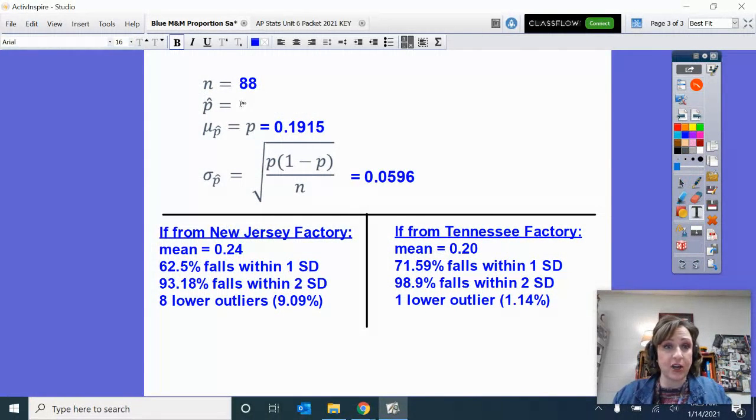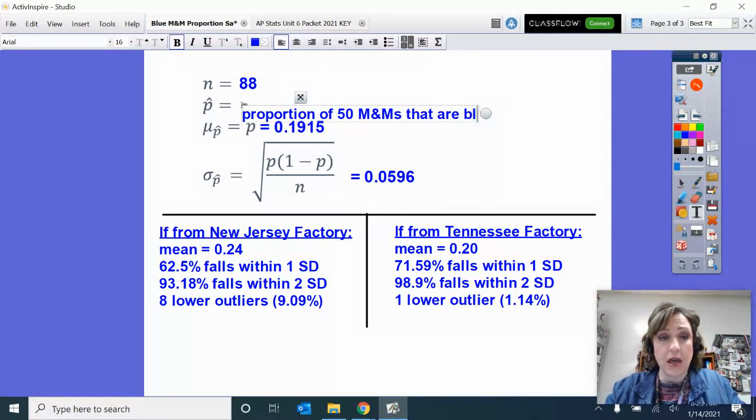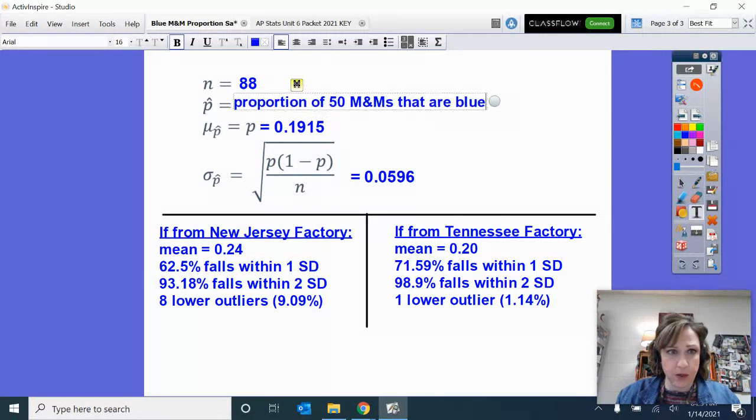So I could even type that in here: a proportion of 50 M&Ms that are blue, and a random sample. Then I put all of our data into the calculator, and the average of all of our p hats was 0.1915. And then I found the standard deviation for that, which was 0.0596.